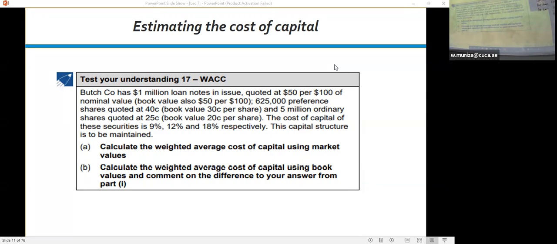Now the next step is to calculate the weighted cost. What is the weighted average cost of capital? You can see that the individual cost of capital has also been given. I have highlighted the cost of capital of these securities: 9%, then 12%, and then 18%. Now calculate the weighted cost. This one multiplied by this one, this one multiplied by this one, okay? Calculated weighted cost.